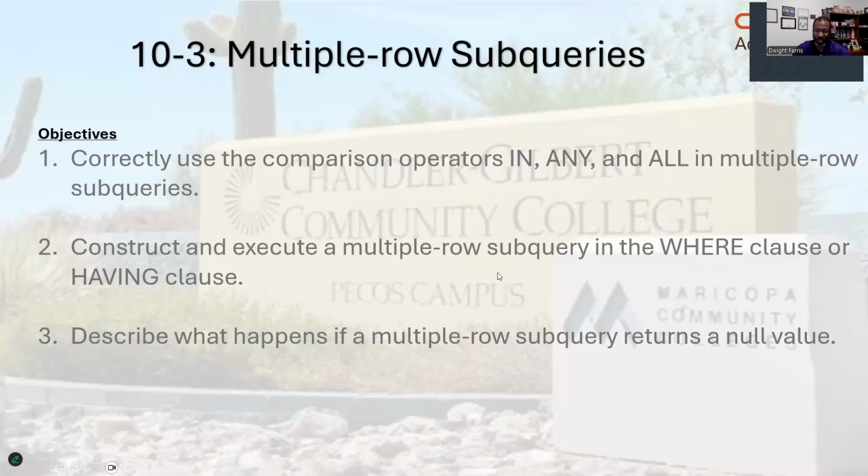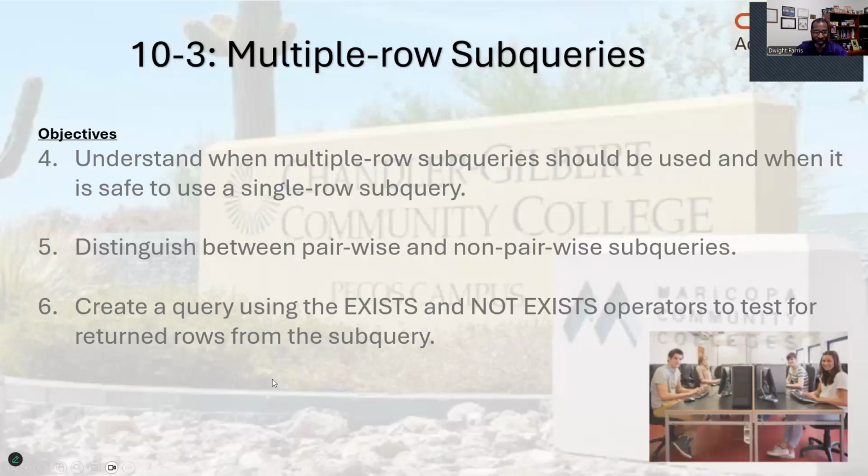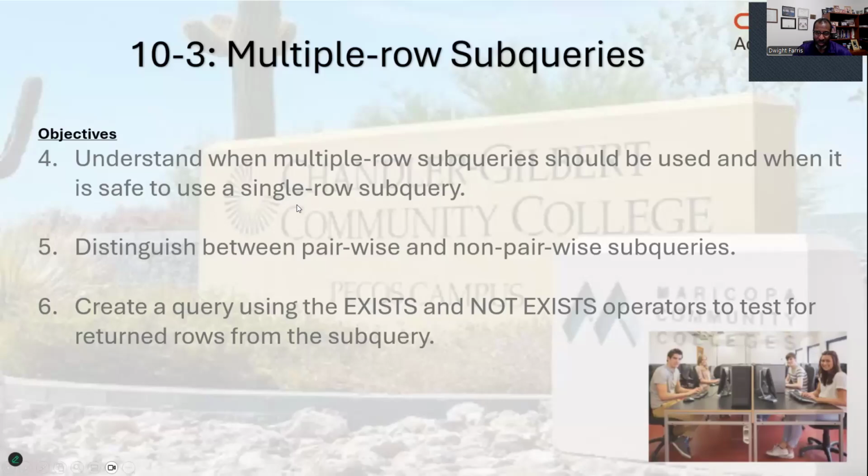Construct and execute a multiple row subquery in the where clause or having clause. Describe what happens if a multi-row subquery returns a null value, and it's a very interesting result. Understand when multi-row subqueries should be used, and when it is safe to use a single row subquery. I'll tell you right now that if you can use a single row subquery, it lessens the amount of confusion about expected results. Multi-row subqueries can drive you nuts.